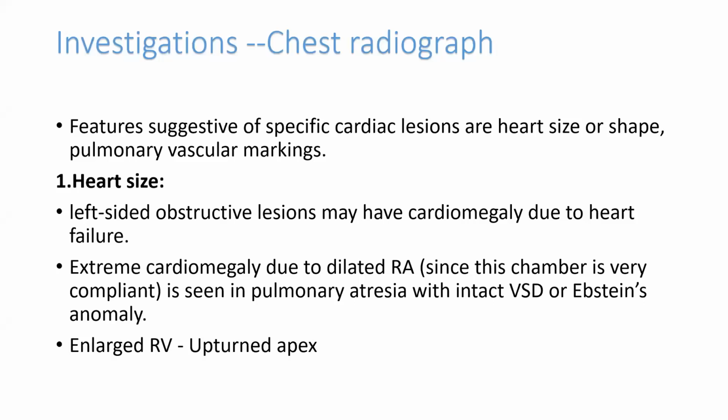An enlarged right ventricle, due to hypertrophy, results in the apex of the heart being upturned. And if there is concavity of the pulmonary bay, then that's the classical boot-shaped heart, which tends to point to tetralogy of Fallot in most of our patients.